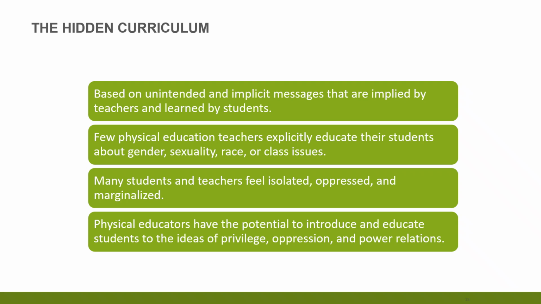The other part of the hidden curriculum is the lack of explicit education on social issues. So few physical education programs explicitly address topics such as gender identity, sexual orientation, racial diversity, or socioeconomic class. As a result, students may miss critical opportunities to understand and challenge social biases and inequalities.